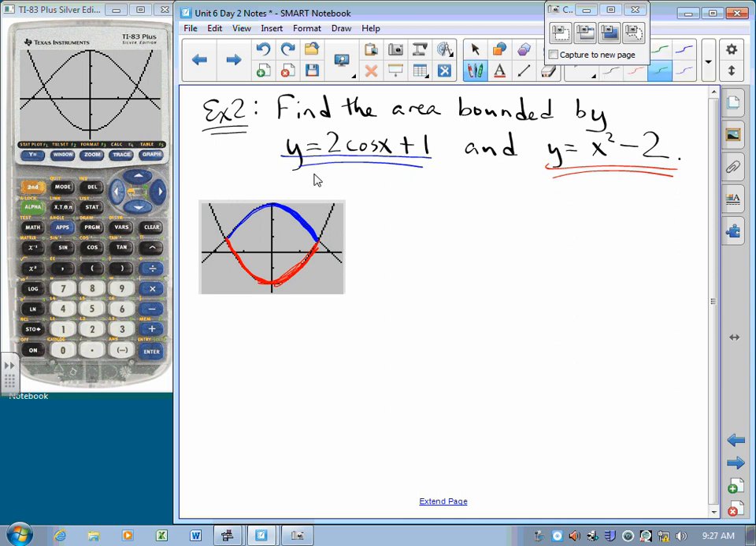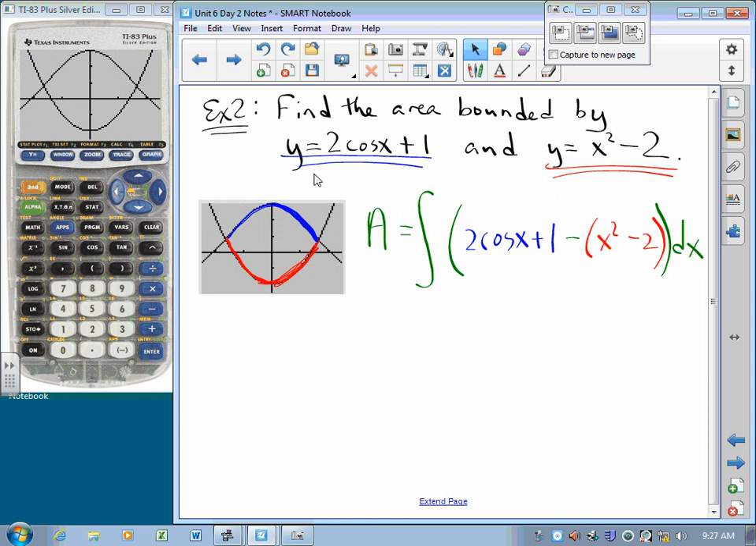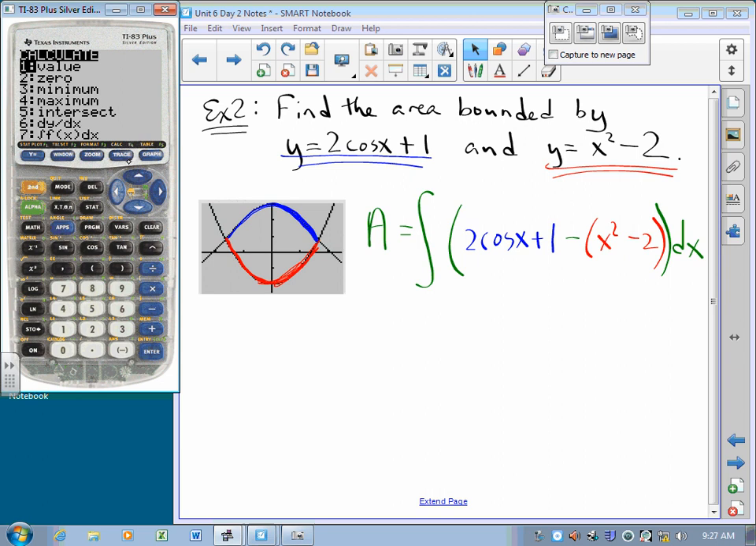To figure out the area in between them, I need to integrate top minus bottom dx from the first place they meet to the second place they meet. Well, luckily, I can find intersection points. Bam, bam. Take a guess. Close enough. Bam.